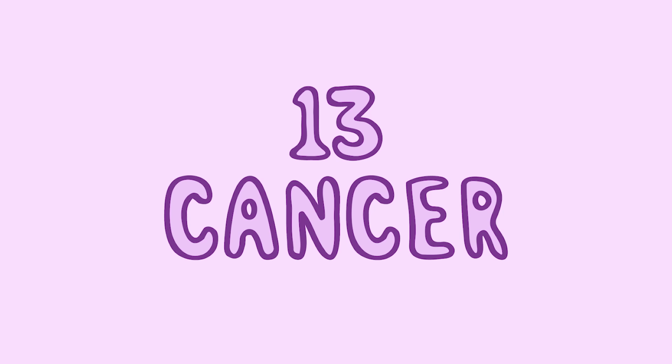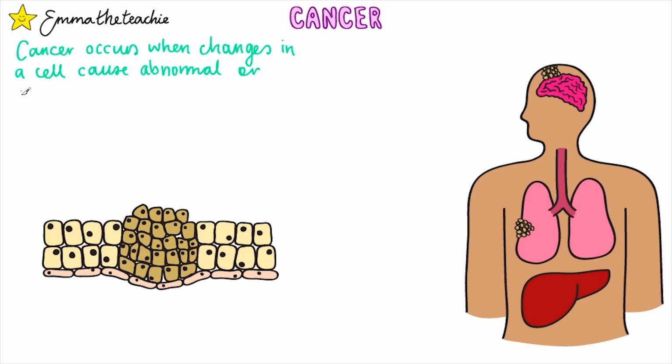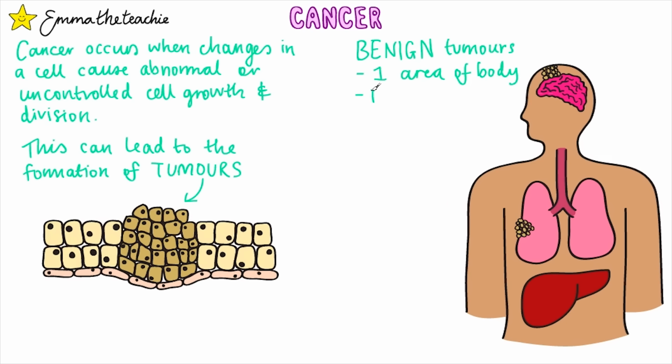13. Cancer. Cancer occurs when changes in a cell cause abnormal or uncontrolled cell growth and division. This can lead to the formation of tumours in the body, like the one you see here. Benign tumours are contained in one area of the body, usually within a membrane. They don't spread to other parts of the body.